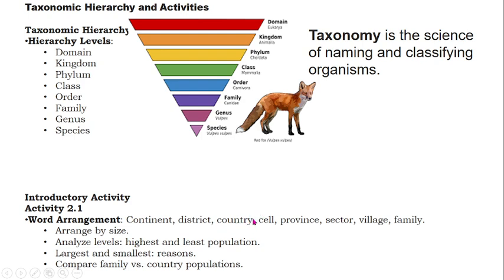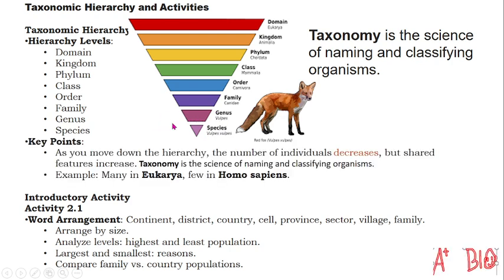In the country there are many provinces. As you go deeper, until the family of this person, you are now able to describe this organism, or this person. I hope you are understanding those levels. You should know those levels as the way to arrange. If they ask you to arrange them, you should arrange accordingly. Take this, it is very, very important. If they ask you to arrange from the largest to the smallest, write domain, kingdom, phylum, class, order, family, genus, and species. Very good.